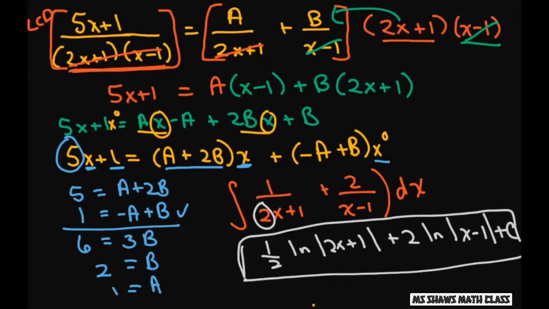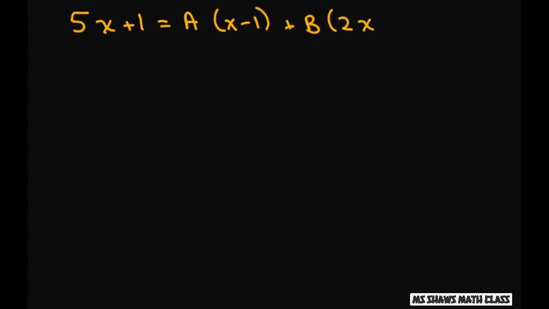Now, as far as this part, I want to show you a different method real quick. Another method for doing this. So let's say we already cleared the fractions. So you have 5x plus 1 equals a times x minus 1 plus b times 2x plus 1. So let's start at this step.